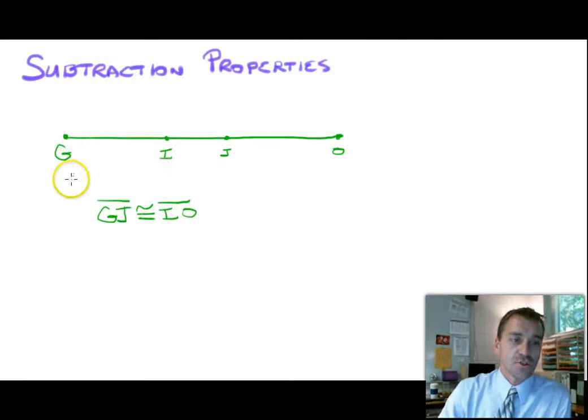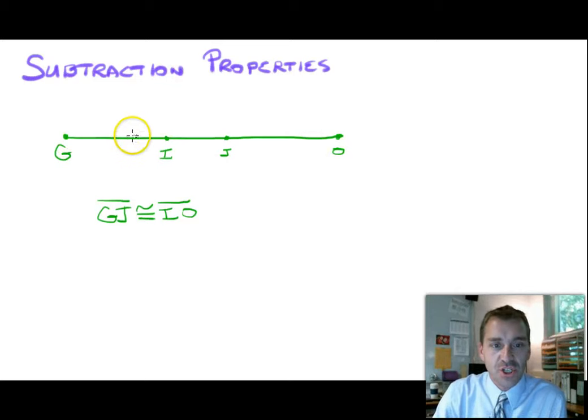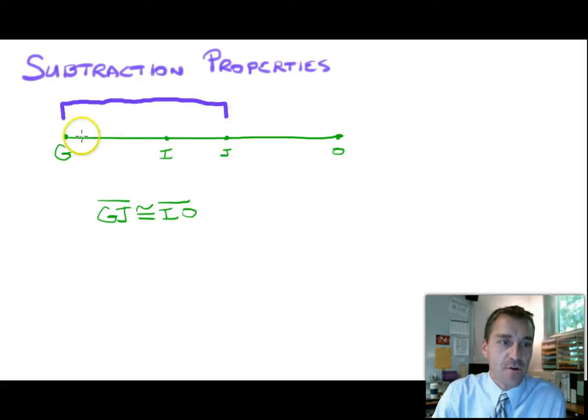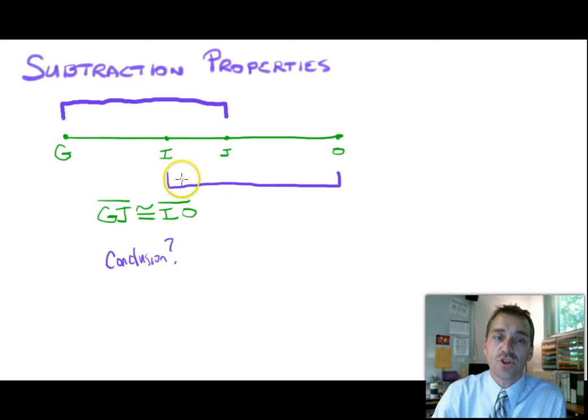Let's do it! Draw this example into your foldable for subtraction properties. We have this segment G-I-J-O, the whole way over, G-O. What we are given is that GJ, the whole thing from G over to J, is the same as IO. Those are exactly congruent, as you see right here. The question is, what do you think we could conclude if that was true?